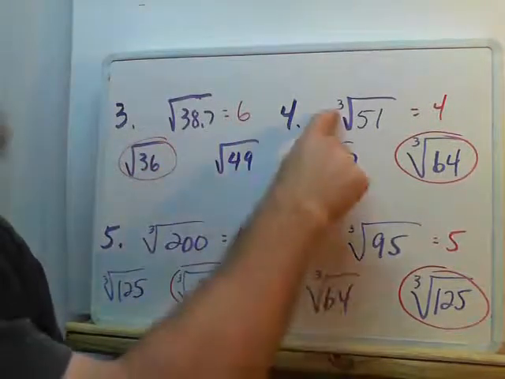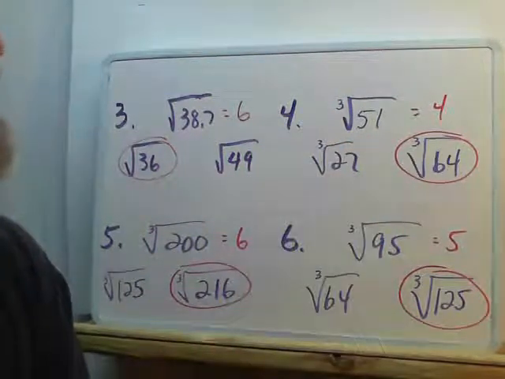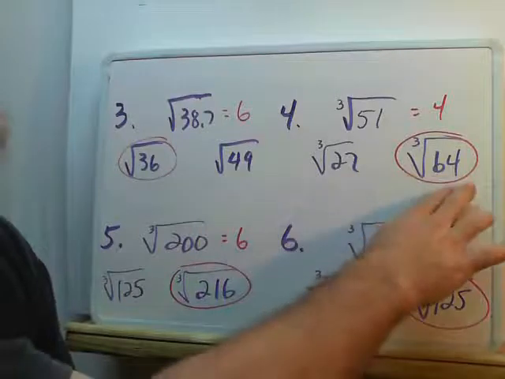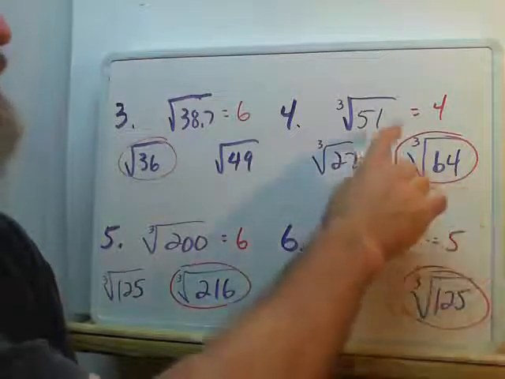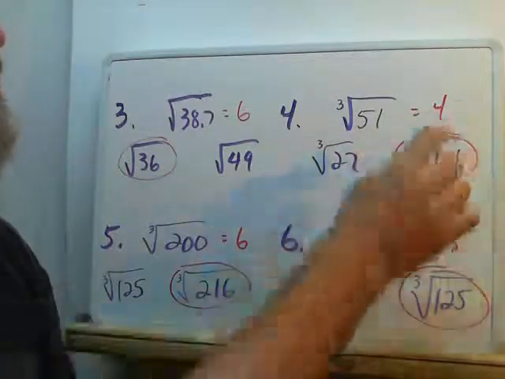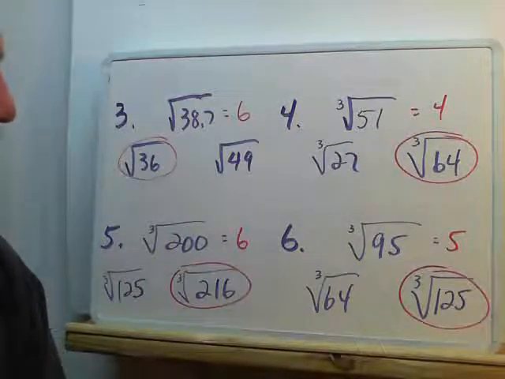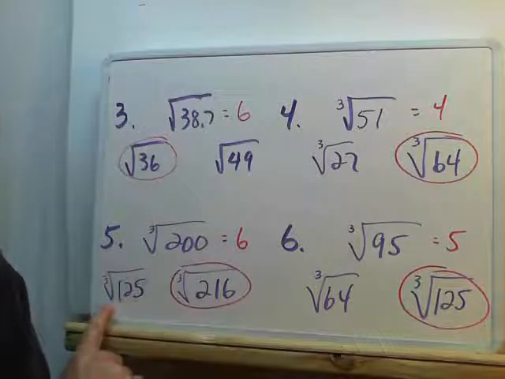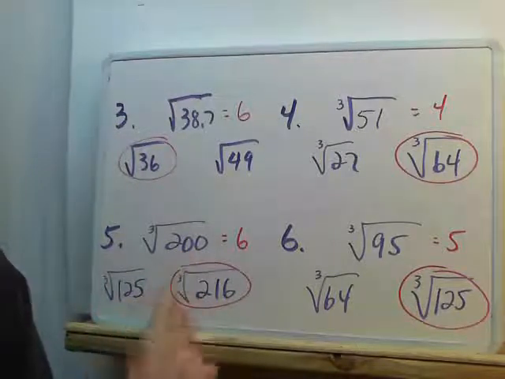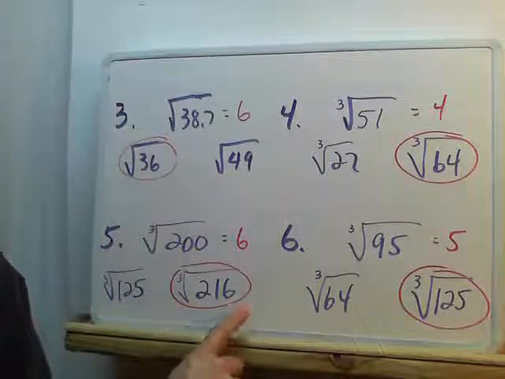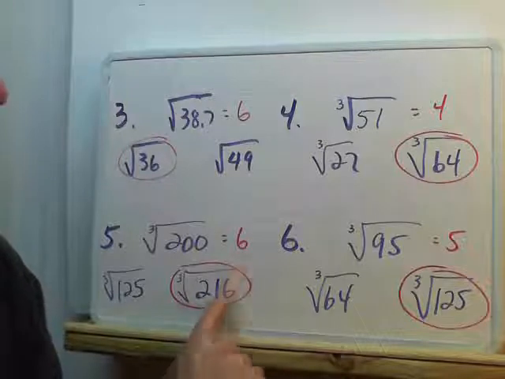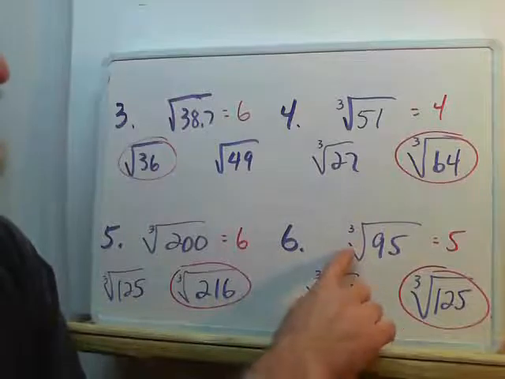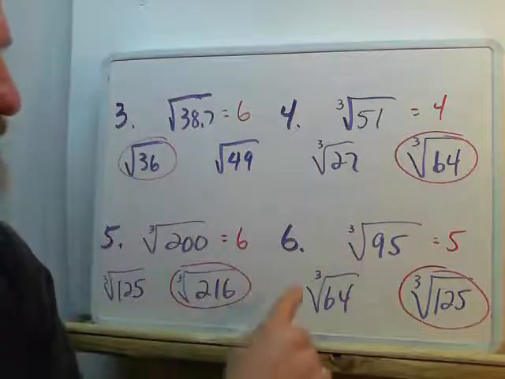Now we switch to cube roots. We have the cube root of 51. Below we have the cube root of 27, above the cube root of 64. 51 is much closer to 64, so we go with 4 for our answer. Problem number 5, cube root of 200. Below we have cube root of 125, above cube root of 216, much closer to 216, so we go with the answer of 6.